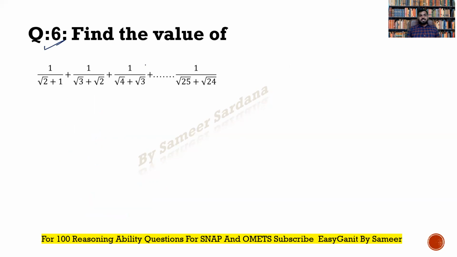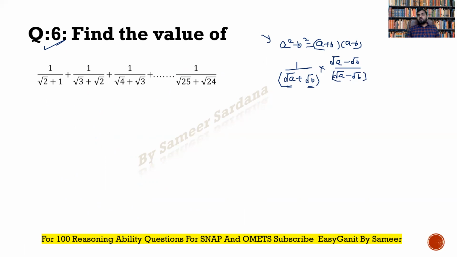Question number 6. These are the questions which will be based on your identity number 4. What is that? a square minus b square will be equal to a plus b into a minus b. We are supposed to find out this value. Every time you're getting a surd in the denominator, the only thing that you can do is rationalization. What is the meaning of rationalization? If I have root a plus root b in the denominator, all I have to do is multiply it with root a minus root b in the numerator and root a minus root b in the denominator. In that way, you will be able to apply this identity in the denominator part, and you see that the root will be removed.